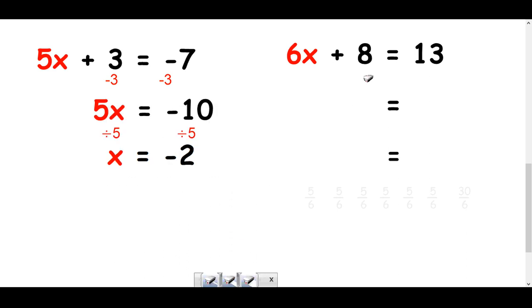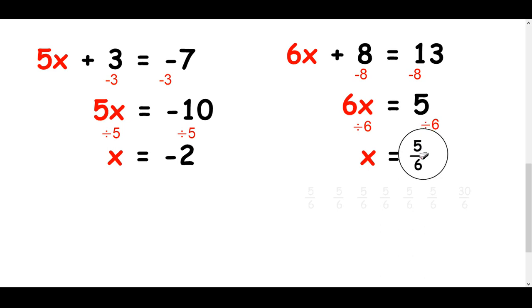Okay, right, this last one here. So 6x plus 8 equals 13. So take away the 8. Do it to the other side. That leaves us with the 6x. This is going to leave us with 5. And again, this is a fraction answer. 5 doesn't divide by 6, but what you can do is just divide by 6. But because we're dividing by 6, to create a fraction, just put the 6 in the bottom, 5 over 6.